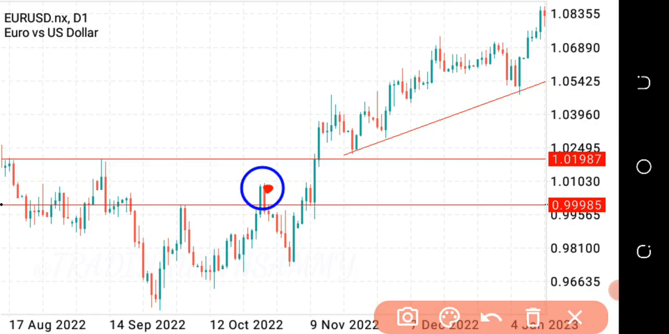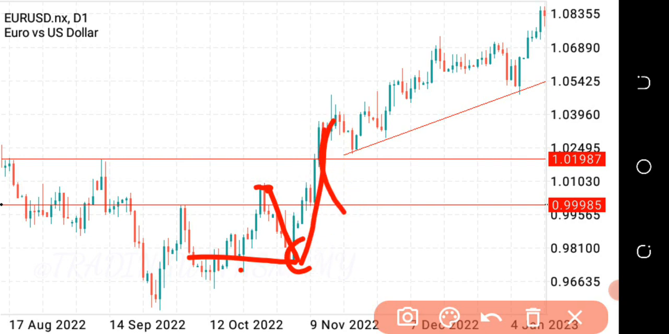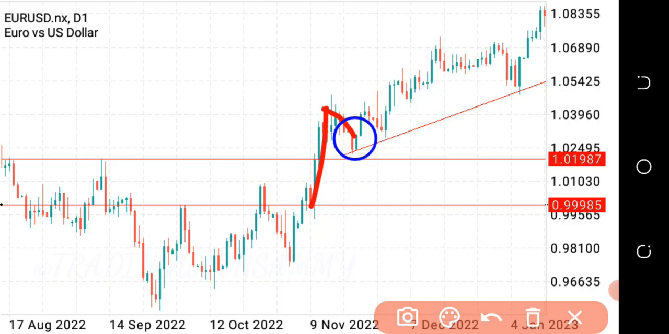This one was the one that led to the change of character before it came back down to this other block here and it went up. So while it was going up, price did not come back to respect this other block here before going up. So what did price do? Price actually broke up and started giving us liquidity.